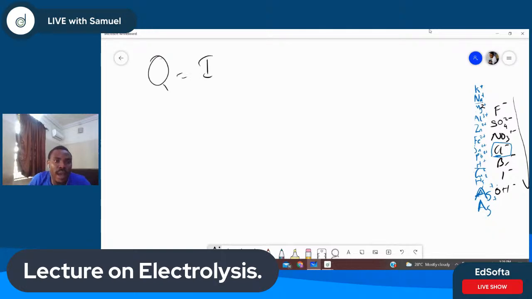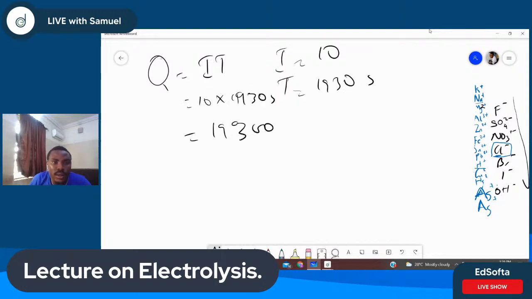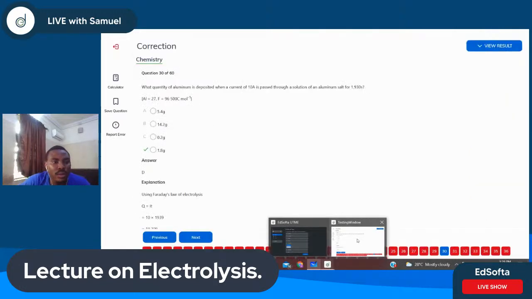Quantity of electricity is I times T. I is 10, and T is 1930 seconds. So this will be 10 times 1930 seconds. Our answer, quantity of electricity, is 19300 coulombs. So once they give you current and time, the first thing you do is to find the amount of charge.